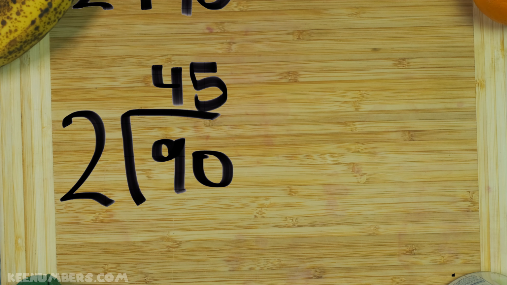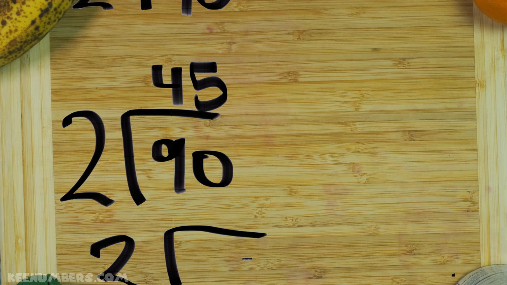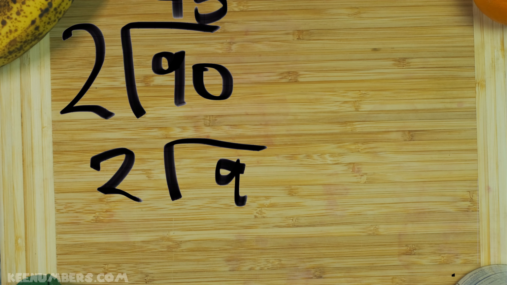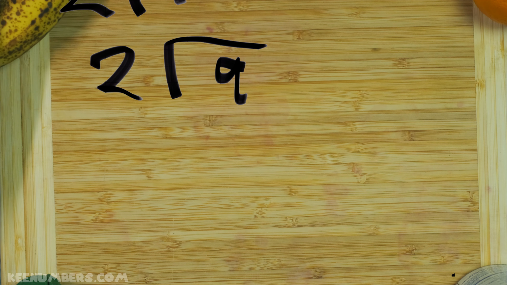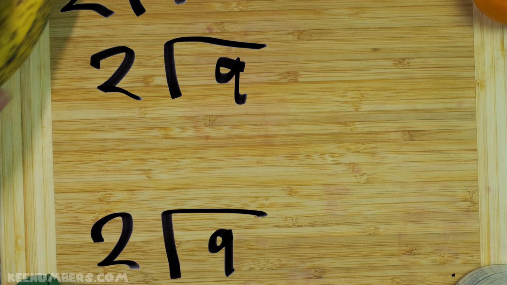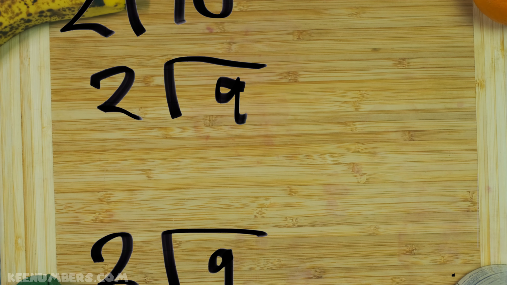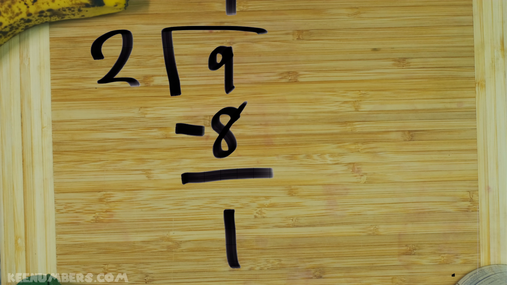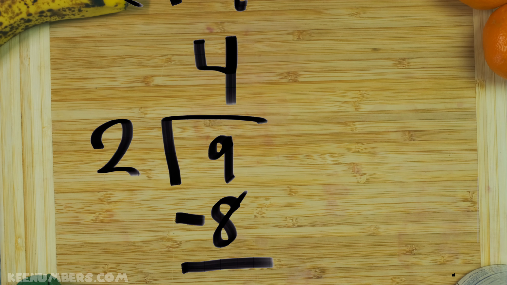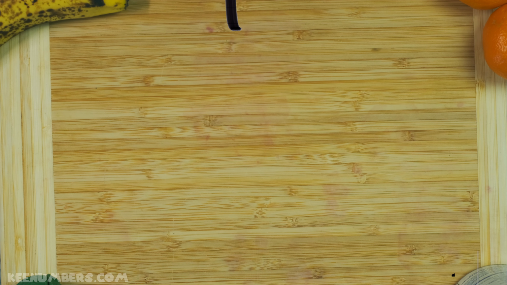2 goes into 90 45 times, and 2 goes into 9 how many times? We can't forget about 9. Hezzy says it goes in 4 with the remainder of 1. That's correct. It goes in 4 times. 4 times 2 is 8. Then you subtract. You get 1. So you have 4 with a remainder of 1.